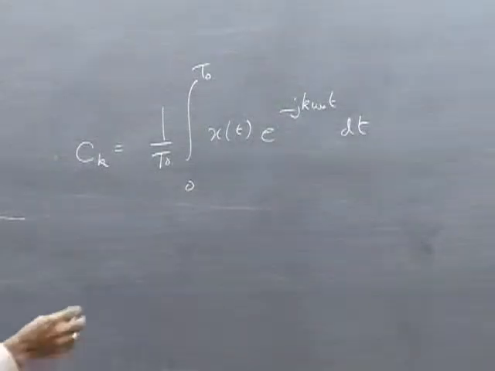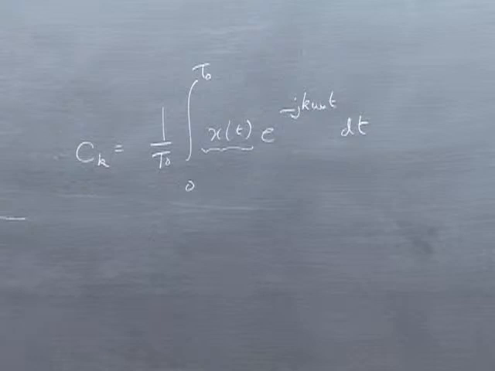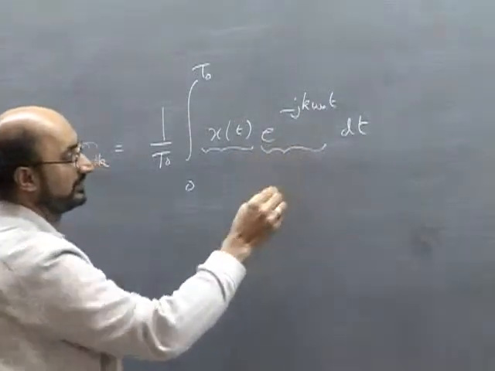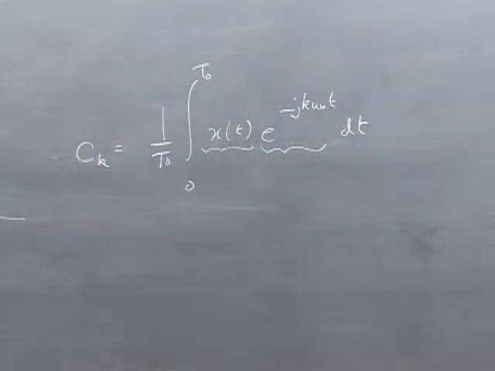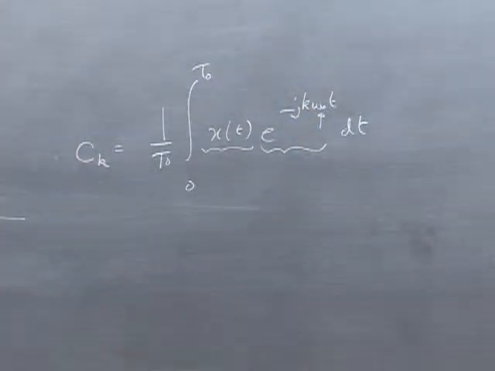So what we have is two parts in this. Here's the actual function itself, x of t. And multiplying it is a complex exponential, e to the minus j k omega naught t, which you can think of as being essentially a phasor. Every complex exponential is a phasor. And what does this phasor tell us? This phasor is rotating at an angular frequency of k omega naught, right?